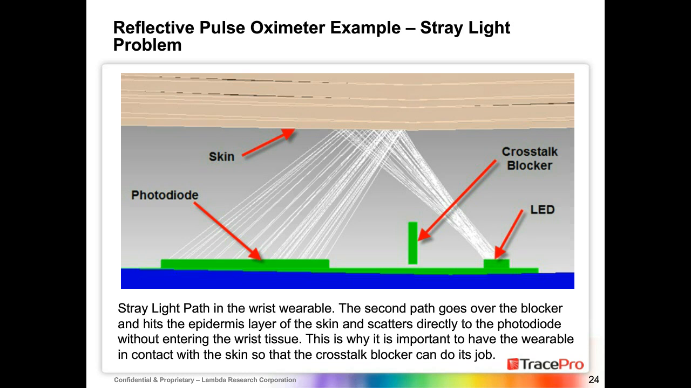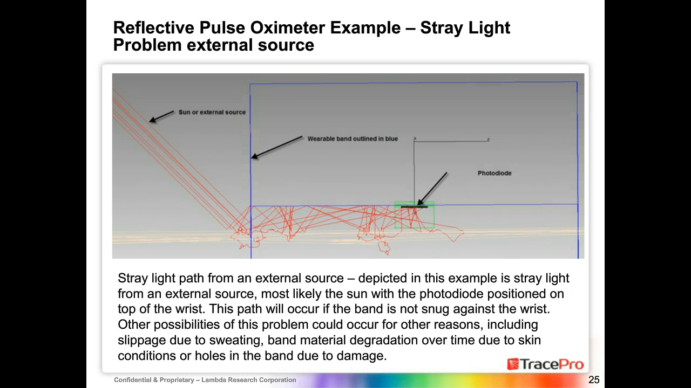If it doesn't, this is exactly the scenario you're going to be seeing. This is why it's important to have that crosstalk blocker. So in that past case, that was one bad stray light. But look at an even worse stray light. This is the problem from external sources. This can be from the sun. This can be from an overhead lamp. You're talking about the sun in general being 100 times brighter than any of the LEDs used in the biosensor.